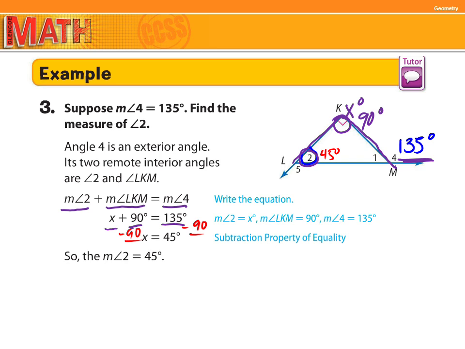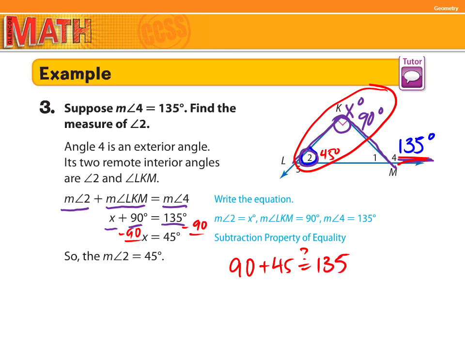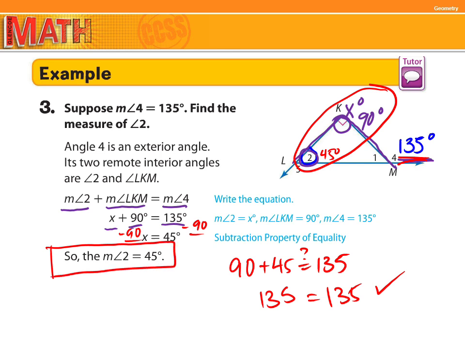And we can check that. Again, these two angles have to equal 135. So let's take 90 plus 45. Does that equal 135? 90 plus 40 is 130, plus 5, 135. So yes, 135 does equal 135. So the measurement of angle 2 is 45 degrees.